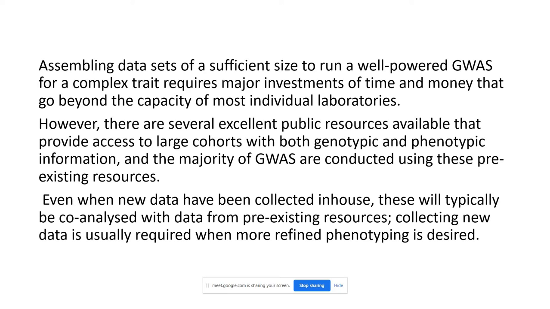However, there are several excellent public resources. This is useful. Students, you can use those resources. They provide access to large cohorts with genotypic and phenotypic information. This is important in Genome-Wide Association Studies. What we do in that is identify a relationship between genotype and phenotype. This is important. Okay, are you getting what Genome-Wide Association Studies are? What is the objective? What do we do in that? We make the relationship between genotype and phenotype.